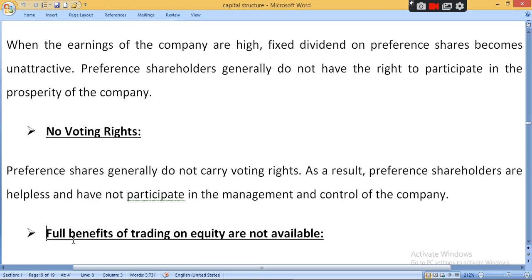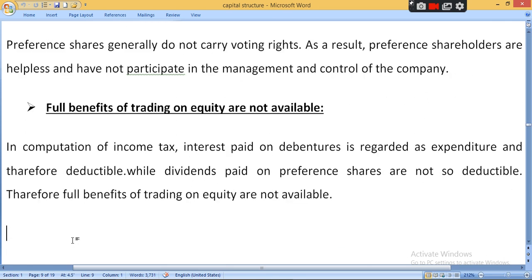We already discussed that preference shareholders have no kind of voting rights, so they cannot participate in management and control of the company. Then full benefit of trading on equity is not available. Generally, trading on equity means leverage, use of borrowed fund, debt financing in your capital structure. So here your capital structure is equity plus preference share, clear? So there should be no kind of borrowed amount. So full benefit is not available.